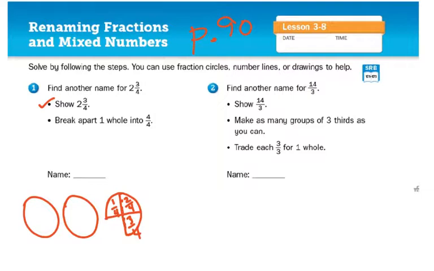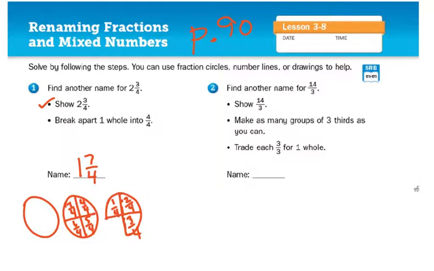Break apart one whole into 4/4. So go ahead and do that with one of the circles. What's another way to say that now? Well, we have one whole circle plus, let's go ahead and keep adding this. 1/4, 2/4, 3/4, 4/4, 5/4, 6/4, and 7/4. So another way to show 2 and 3/4 would be 1 and 7/4.